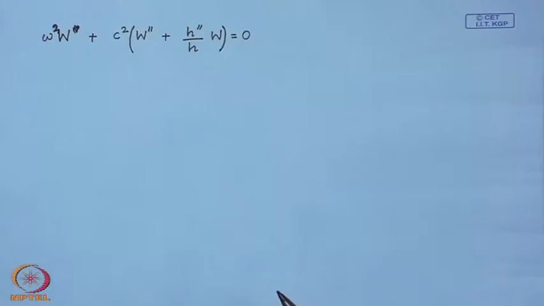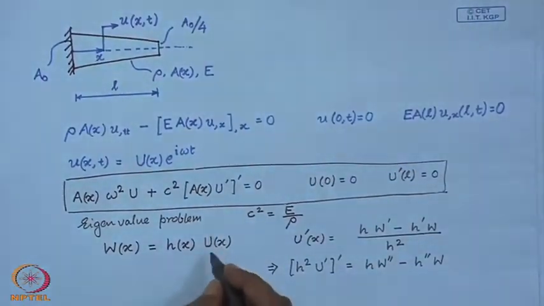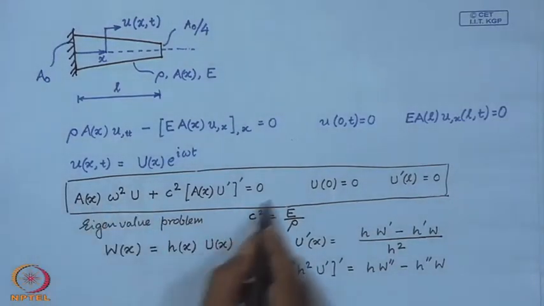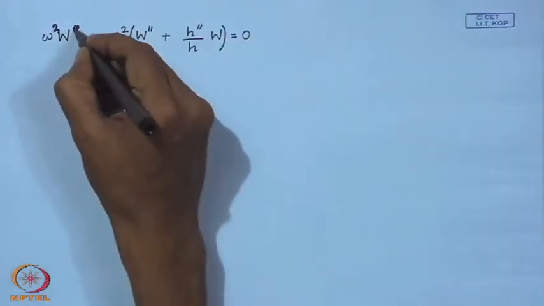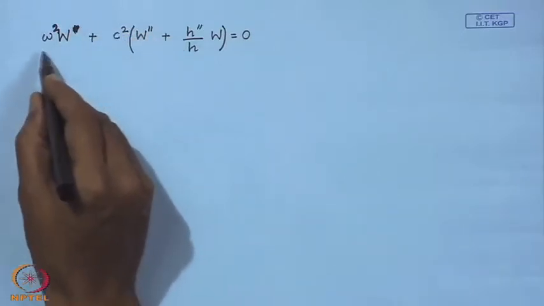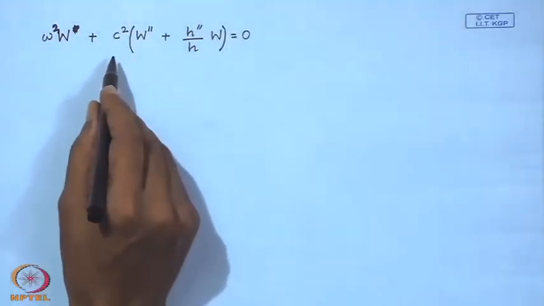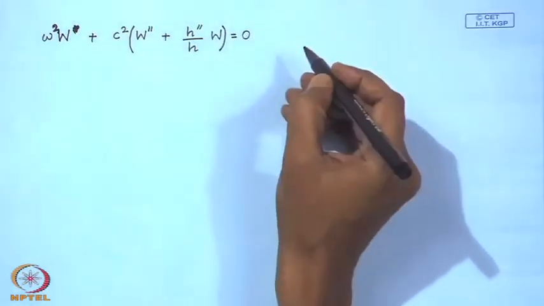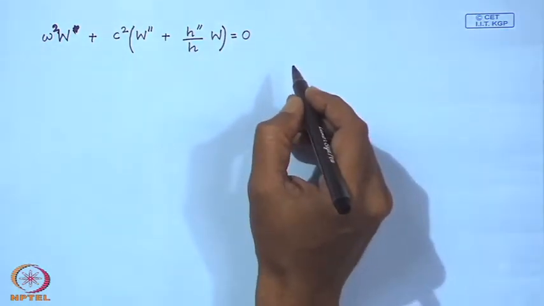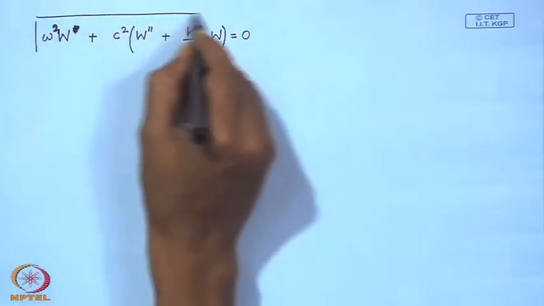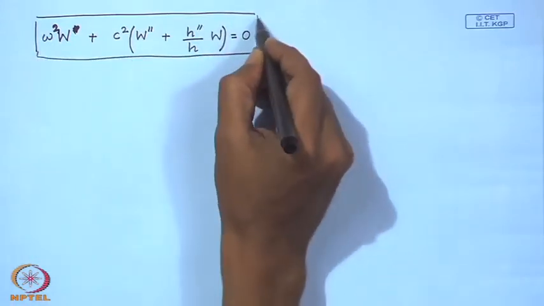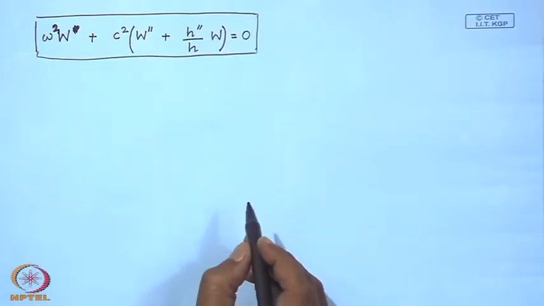So, if you substitute this u in terms of w in the differential equation and make some rearrangements, then you can write the differential equation of the eigenvalue problem in this form. So here, this is the differential equation in terms of the new variable w.